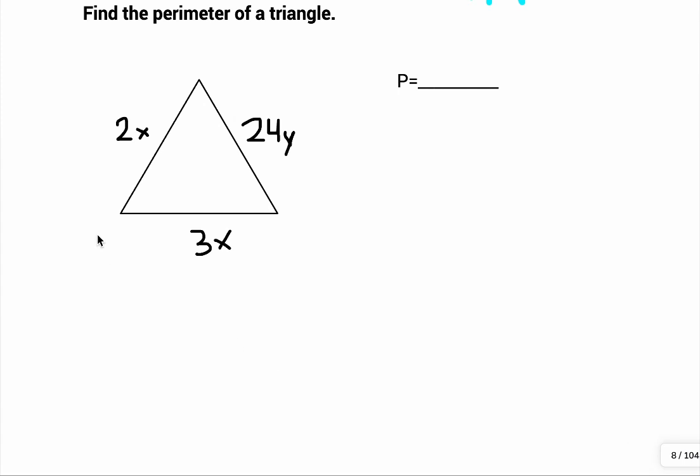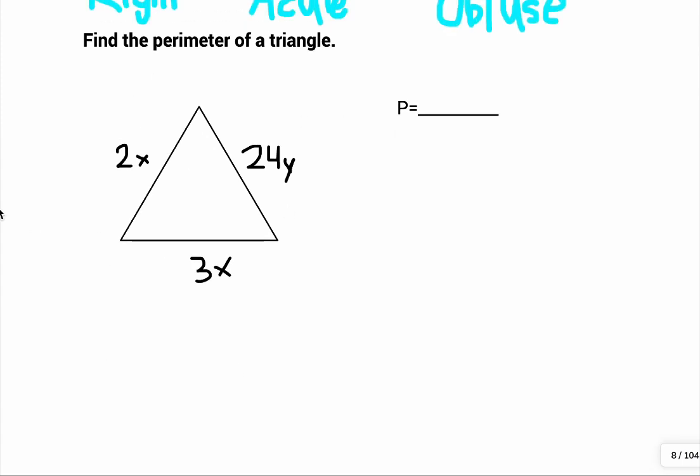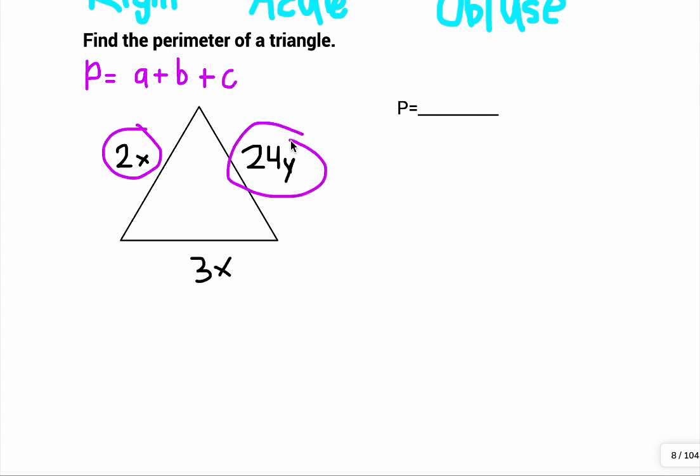Now let's move on to the perimeter of a triangle. So I'm going to write the formula. P equals A plus B plus C. It's just like finding the perimeter of a square, except we're using a triangle. So we have these 3 labels, and I'm going to label them A, B, and C.